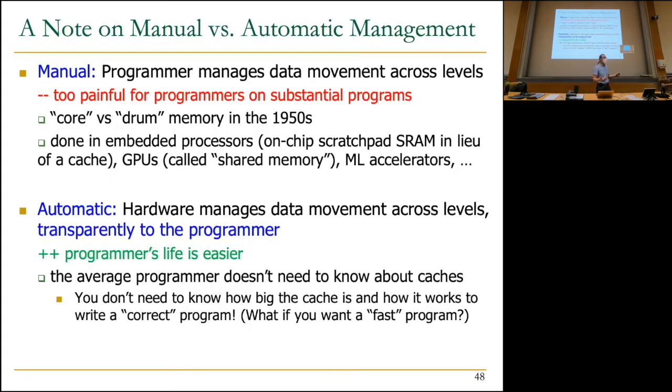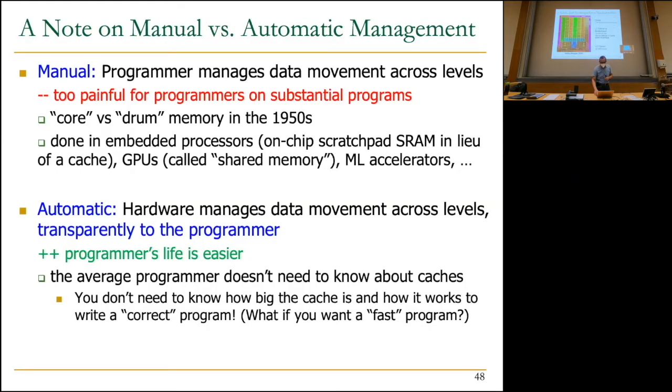But if you really want to write a fast program, then you may need to know a little bit about your caches so that you can restructure your access patterns in your program. We're going to talk about that in the next lecture a little bit. But at the software level, you can do a lot of optimization to restructure your access patterns such that you can take advantage of these different memory hierarchy levels.